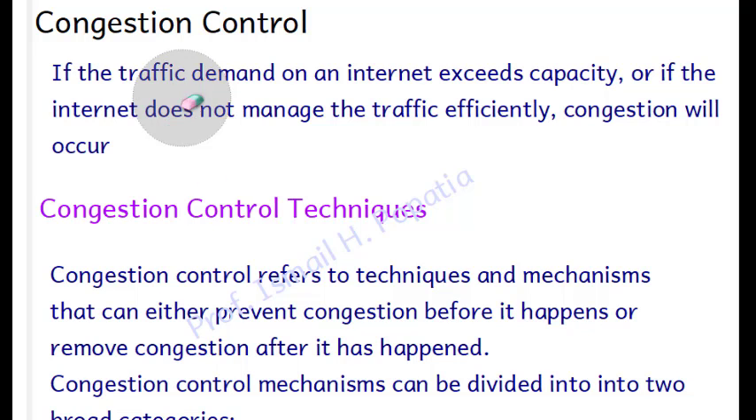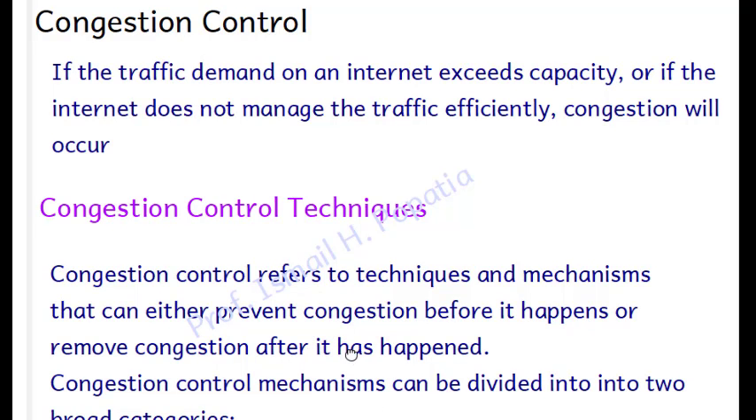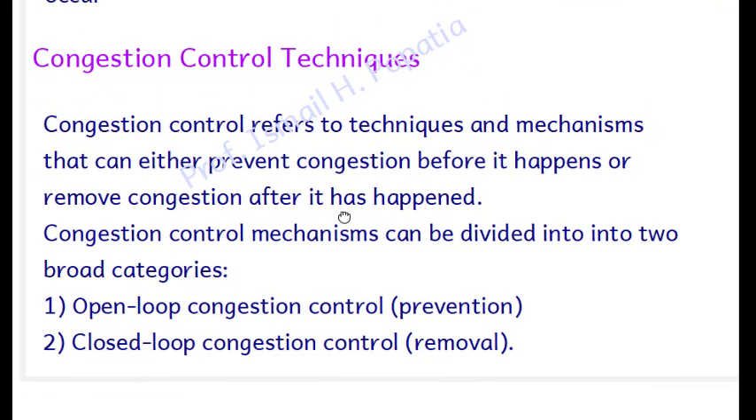There are several congestion control mechanisms, and we can divide them into two broad categories. One is open loop congestion control, which is called prevention. This mechanism is used before congestion occurs. Then we have closed loop congestion control, which is removal. This is used when the congestion has already occurred.